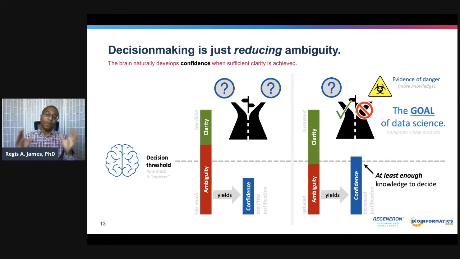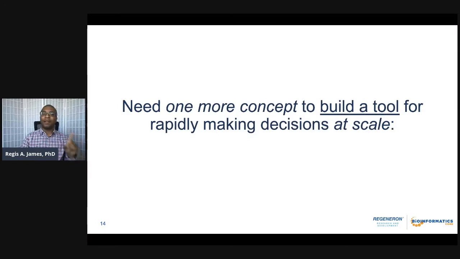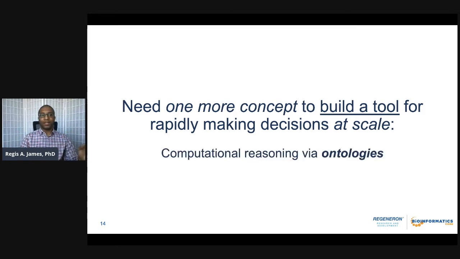And this is the minimum viable product of any informatic tool that's used, especially within a pharmaceutical or any kind of setting, actually, when decisions are being made. Now, the question is, how do we automate the reduction of this ambiguity so that we can eliminate these hypotheses quickly, to quickly identify which road to go down and which road not to go down? In order to get to that answer, there's one more concept that's required in order to build this tool for rapidly making decisions at scale, and it's computational reasoning via ontologies.